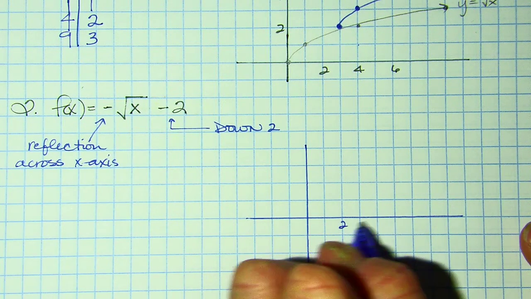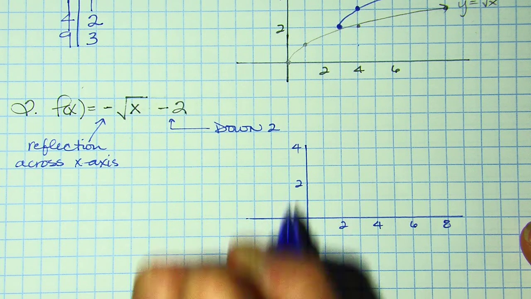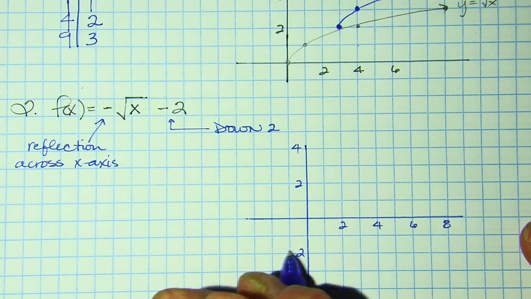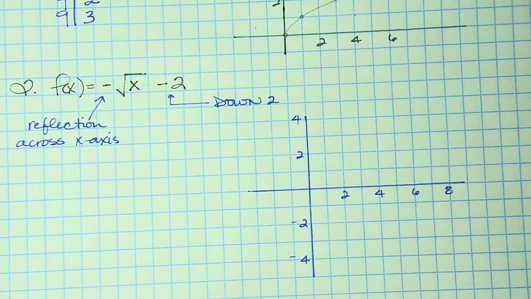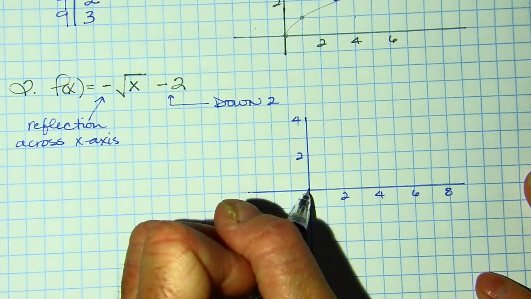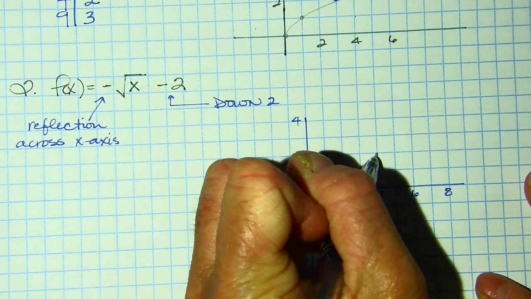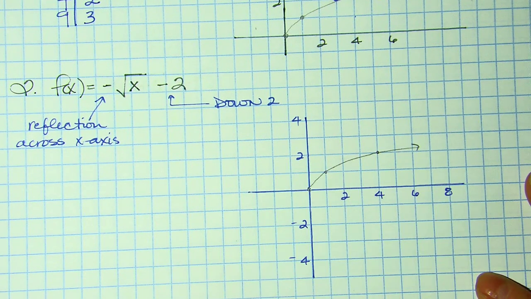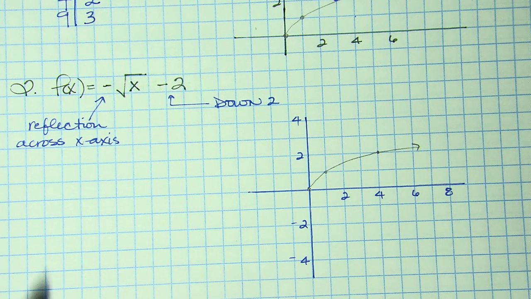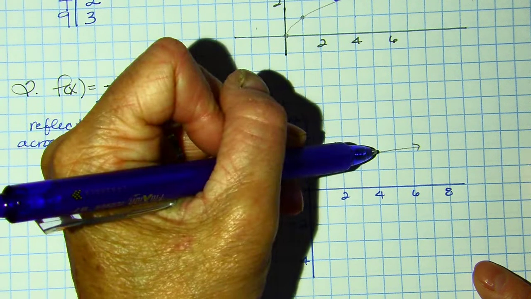So 2, 4, 6, 8, 2, 4, 2. Okay, and I'm using the same table. So same equation. So 0, 0, 1, 1, 4, 2. Let's say I just do those points right there. Now I'm going to transform it by using these transformations. So I'm going to start with this point here because I think it's easier.